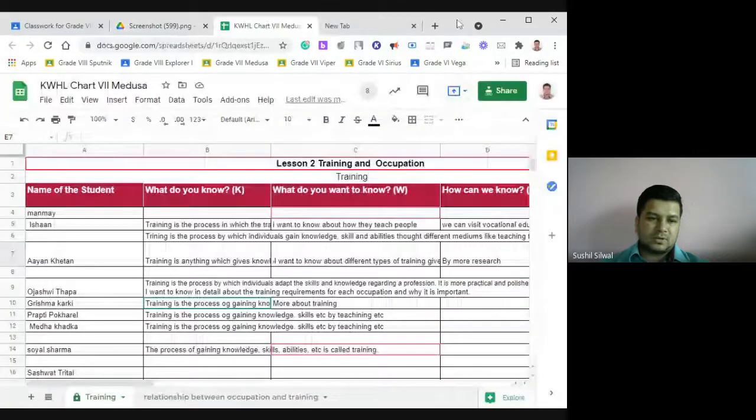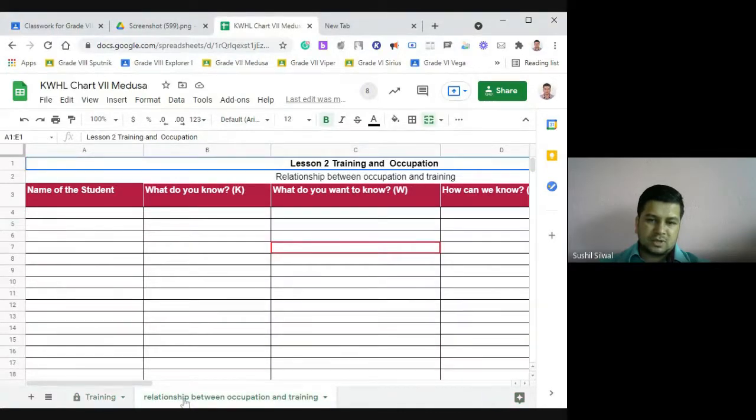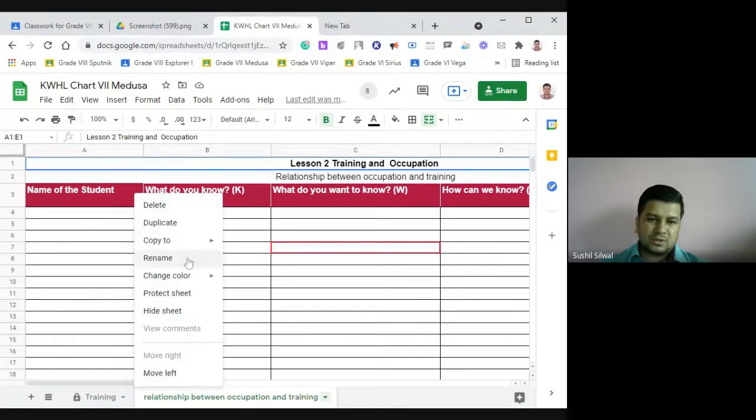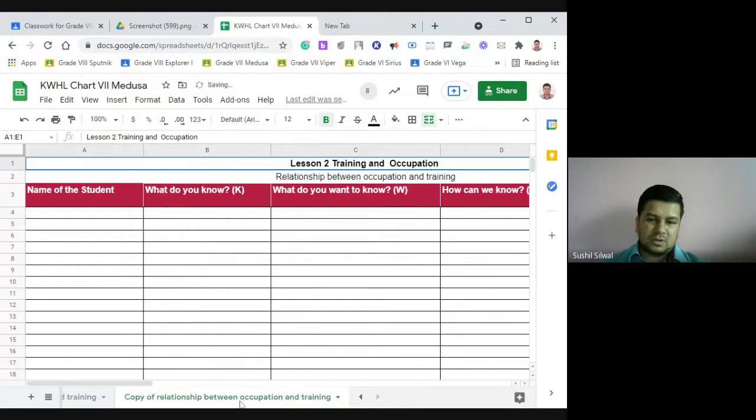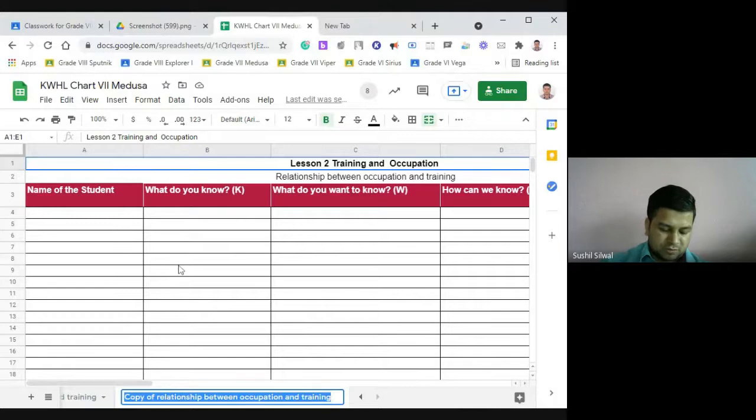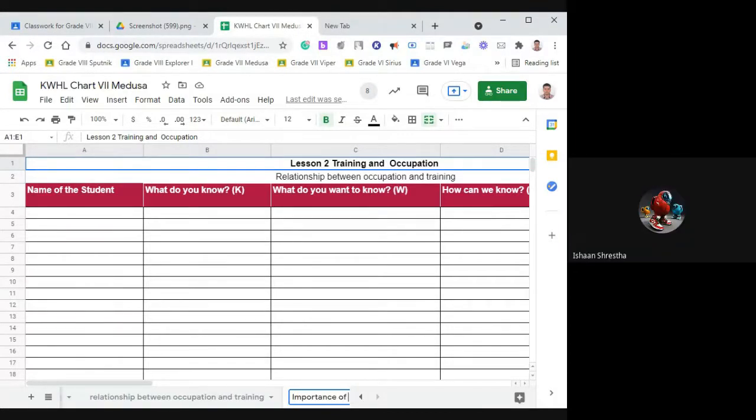the KWHL chart here, so you can see what your friends have written. Can you see the screen here? There is the first one about training, the second about the relationship between training and occupation, and maybe this one was not over there. The importance of training also, if you want. Sir, do we need to make a PPT, or just an oral presentation?